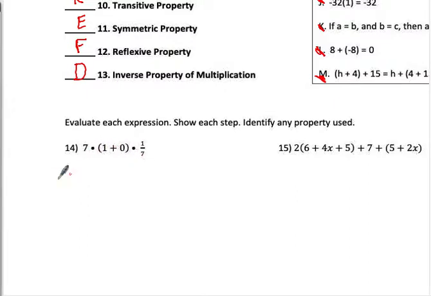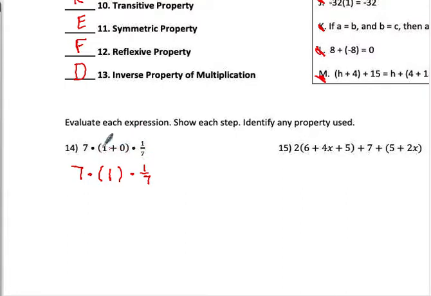All right, so what do I do first here? The parentheses. Parentheses first. So show every step: 7 times 1 times 1/7. So now, what property was that?